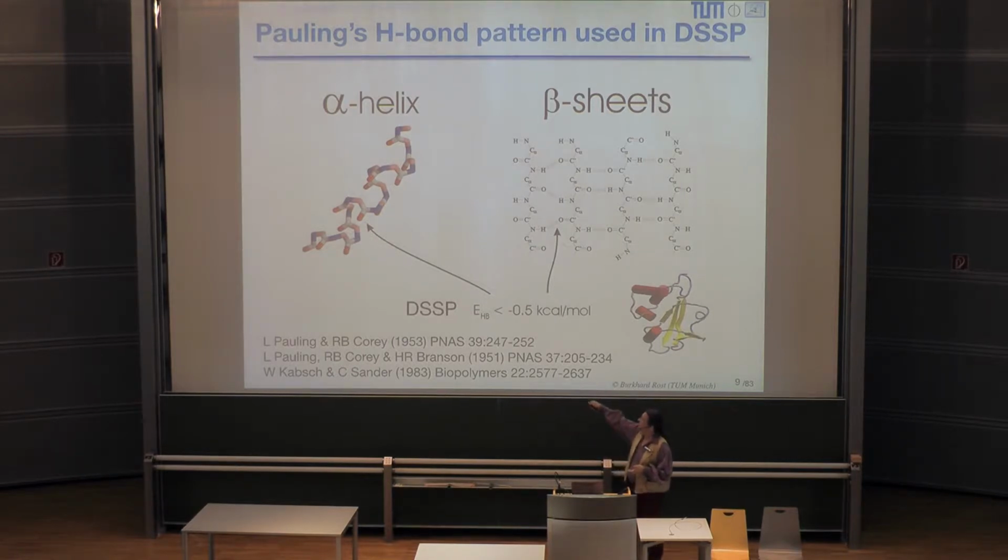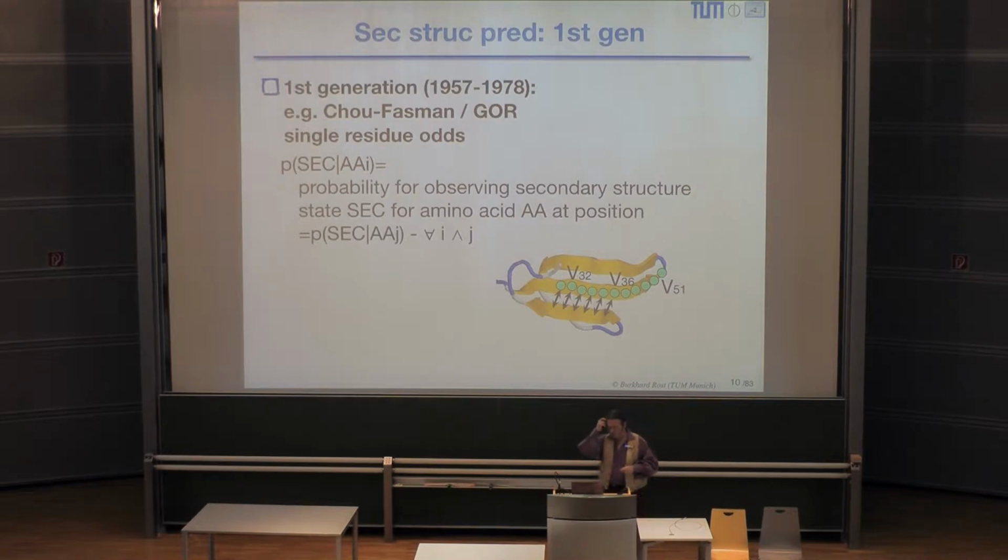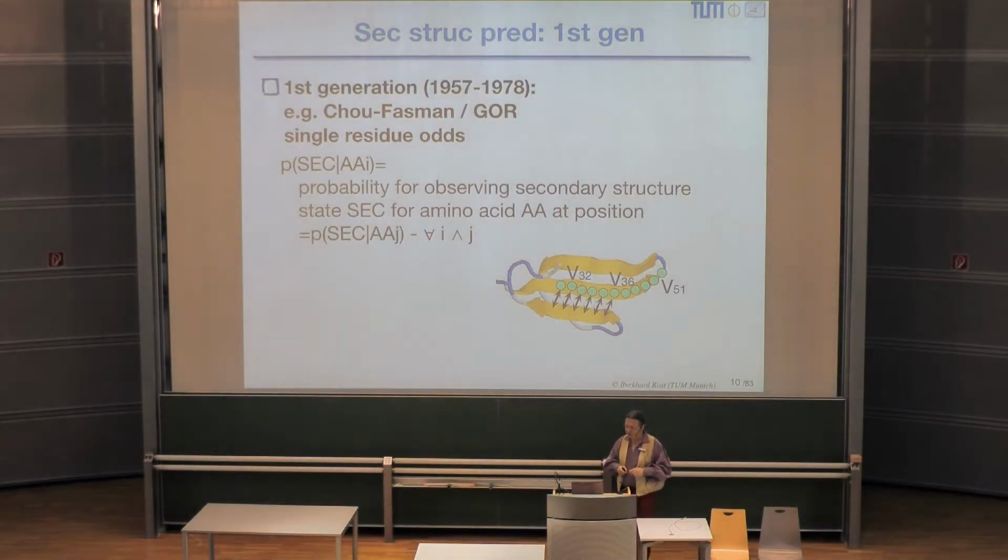In the helix, bonding is between I and I+4. In a beta strand, it's across 2 strands, forming a sheet. I talked about the first generation methods, Chou, Fasman, and Gor, that predict log odds for a single particular amino acid. So I show here 3 different valine residues, V's, at positions 32, 36, 51.